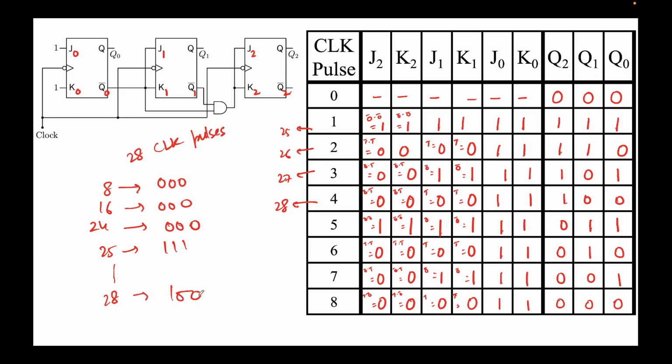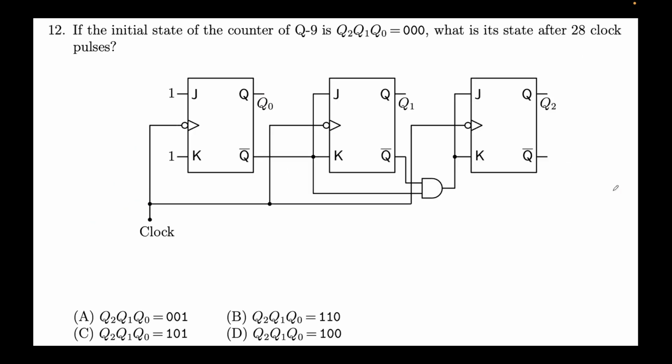Very straightforward. Again, how did we do this? We found out the modulo is 8, that the output repeats itself after every 8 clock pulses. So after 8 it will be 0 0 0, after 16 it will be 0, 24 it will be 0. 25th will come here now, because this corresponds to 24 or 8 or 16. So 25, 26, 27, 28. After 28 the output is 1 0 0. Hence our answer would be 1 0 0, which is option D.